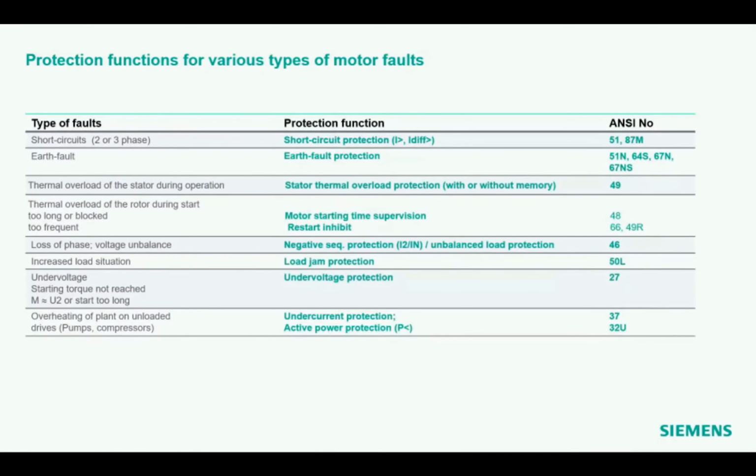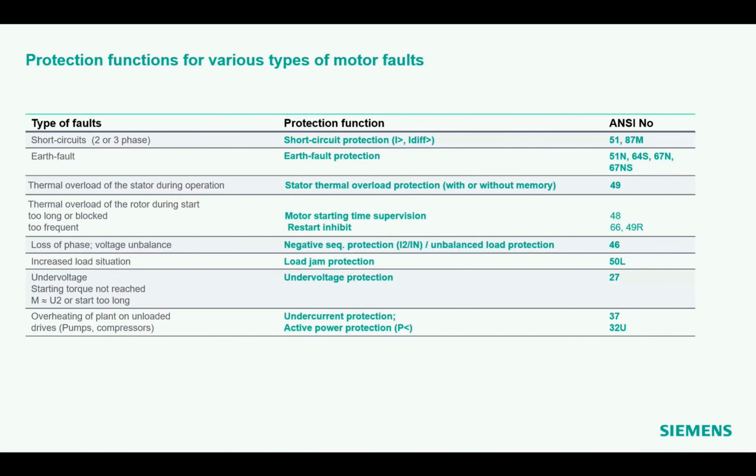And for this, I have, for example, the undervoltage protection function. Overheating of plant or unloaded drives: this is more protection of the working machine, which is behind the motor. We can detect the situation by looking at the current. If the current is lower than normal, then we can give an alarm or trip the motor, because then we can conclude there is probably no load on the machine.